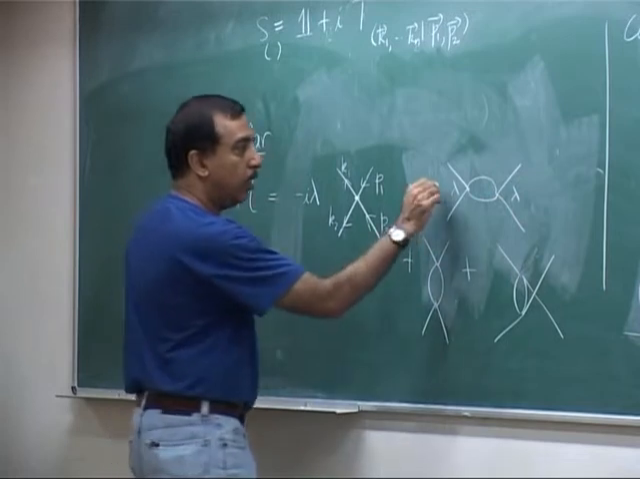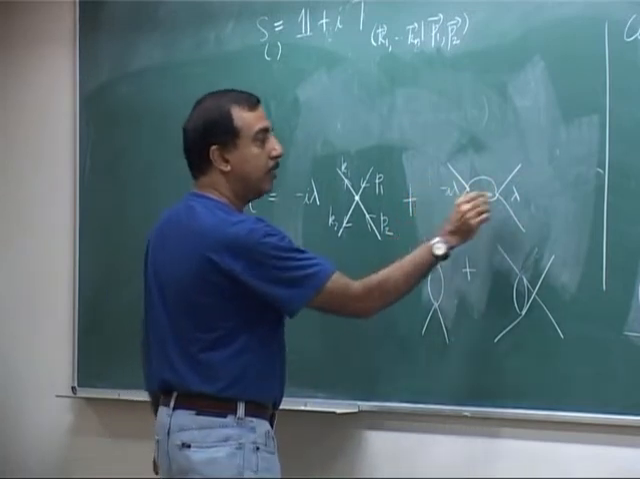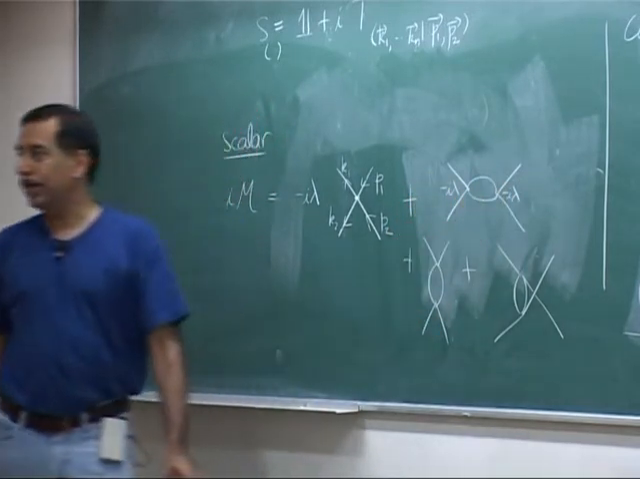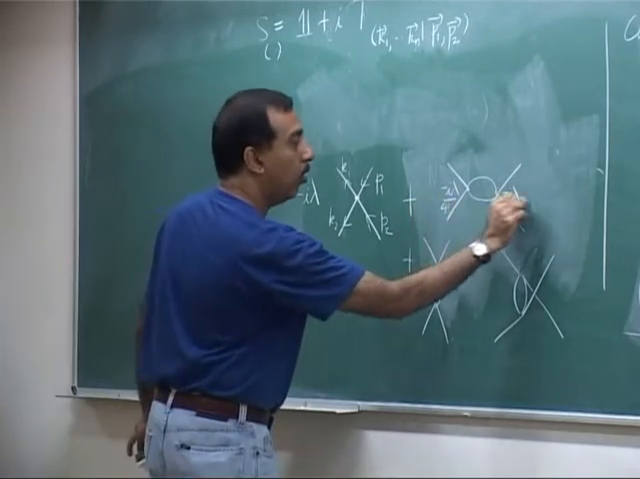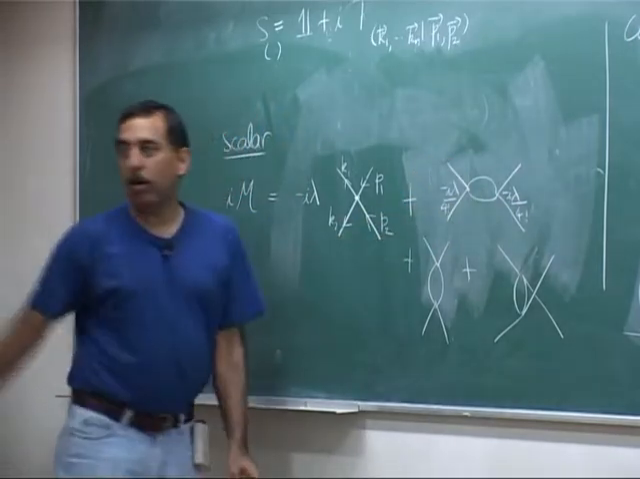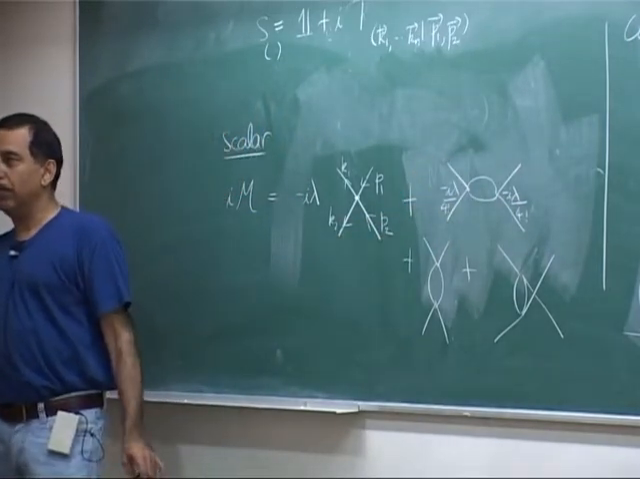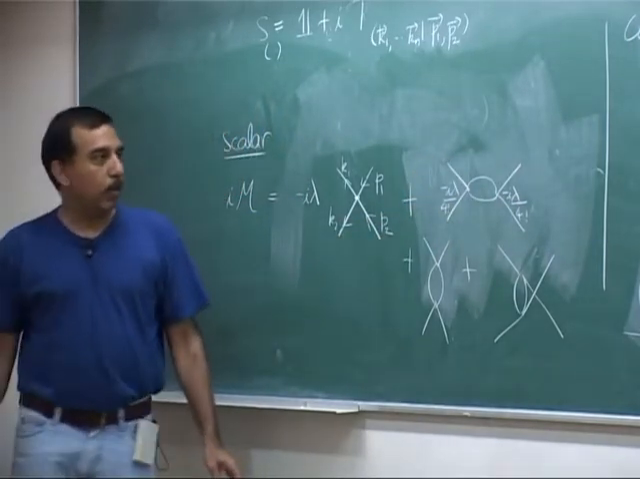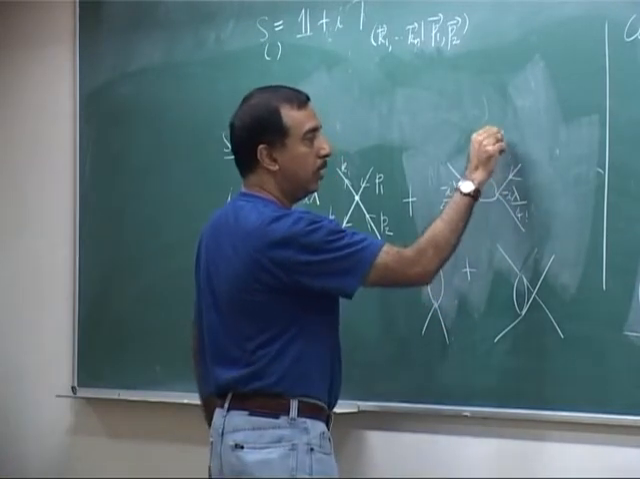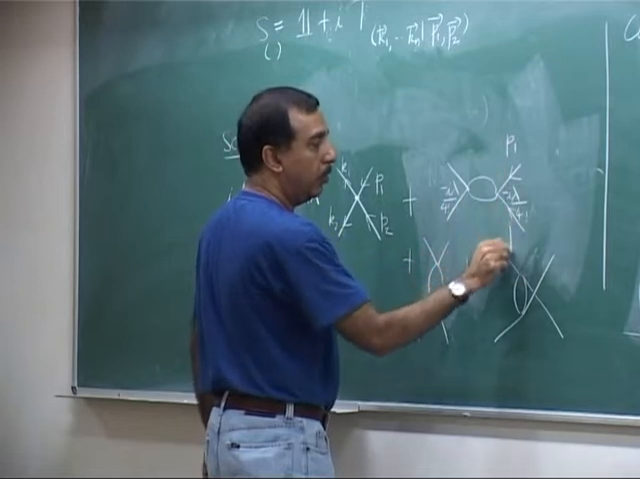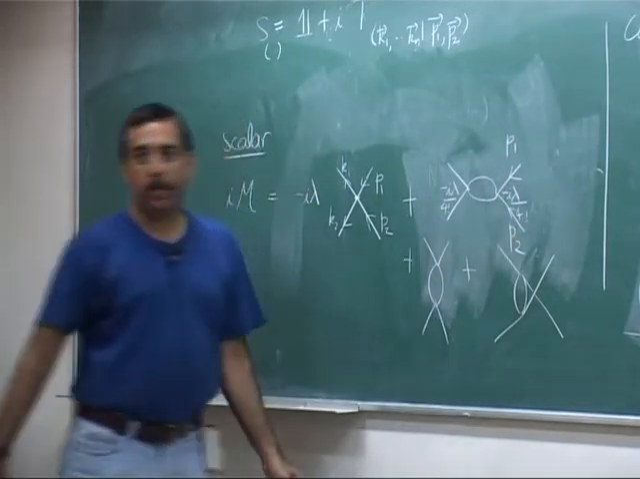So to calculate them, I'll put the vertex is minus i lambda, so I'll put minus i lambda and minus i lambda. Probably I'll divide by 4 factorial also. Then I'll do all the contractions. We have some combinatoric factor for that. What about momenta? So here I have, say, P1 and P2. What momenta will be here?